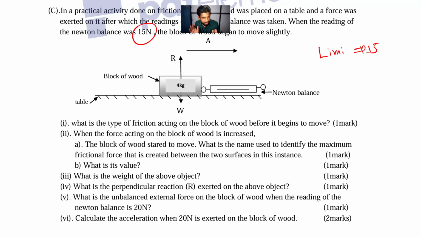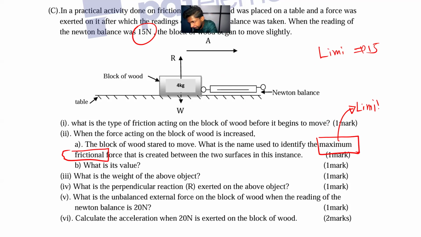In this question, they have clearly mentioned the limiting will be 15 because when I am applying 15 Newton, only then the object starts to move. So limiting was 15. Here they are asking what is the name given for the maximum frictional force. Don't worry, Pulahal. Maximum frictional force means they are asking the limiting frictional force. I think one of you asked for an explanation for the B part. Here in this question they are asking the name for the maximum frictional force. What is the name for the maximum frictional force?